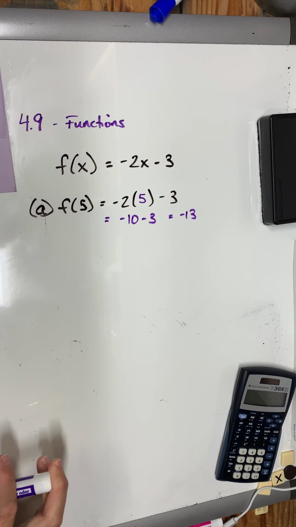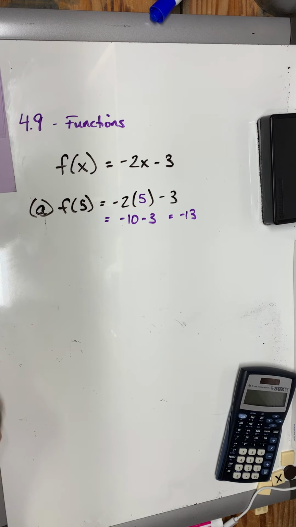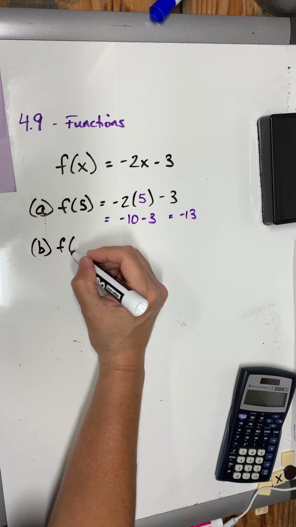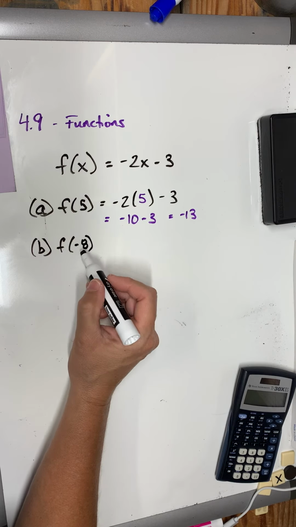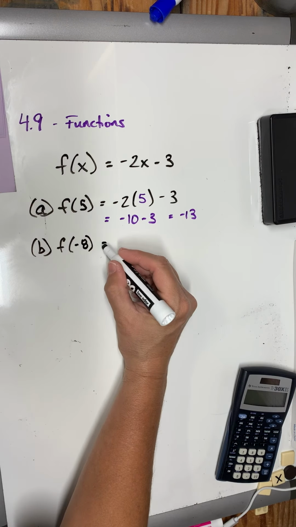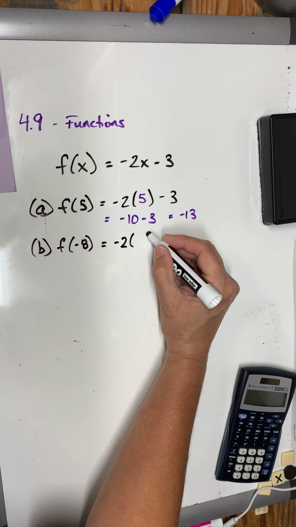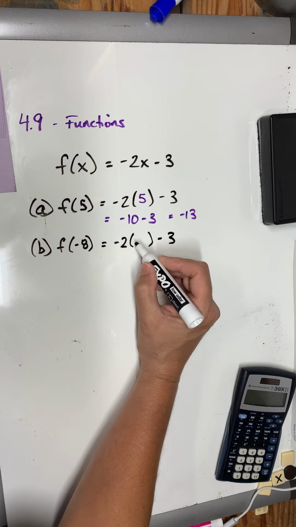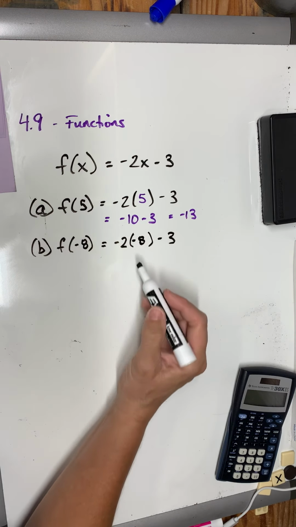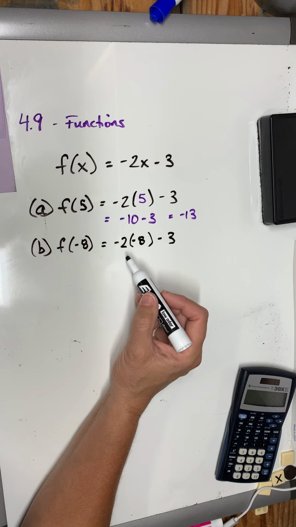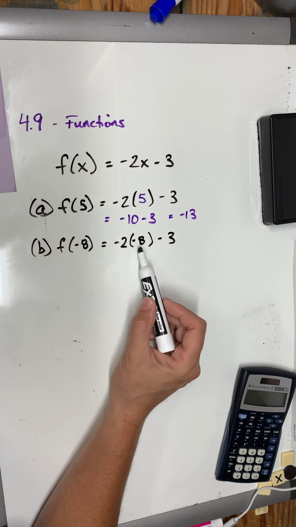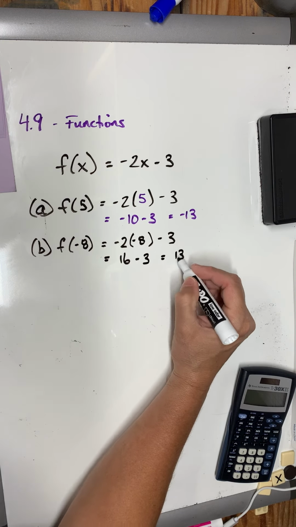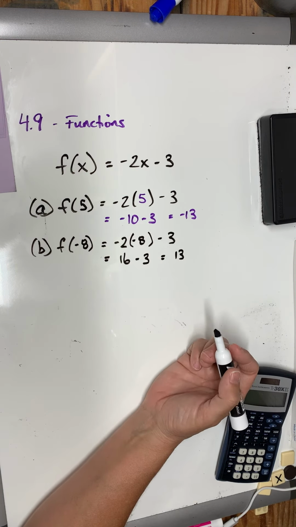So let's look at B. B says find f of negative 8. So in other words, I'm putting a negative 8 into this function. So where would it go? It would go where the x was. So I'm going to do an open parentheses, write everything else, insert my negative 8 in there. And you see how the parentheses help keep this very easy to understand. So I have a negative 2 times negative 8, which is positive 16, minus 3 gives me 13. So that would be my answer for that one.